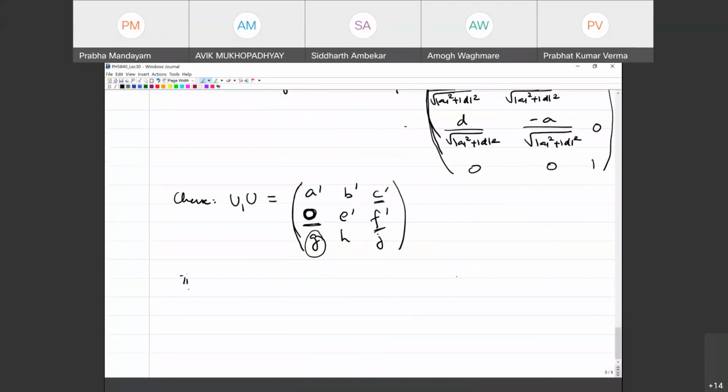is check if G is 0. Now if G is 0, U2, you will now have to have this diagonal entry coming in. So it will be of the form A dash 0 0 0 1 0 0 0 1. Okay.